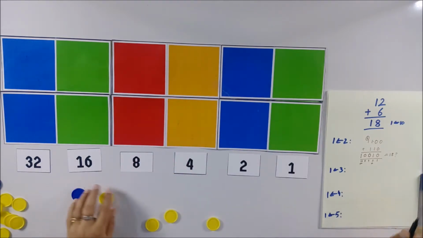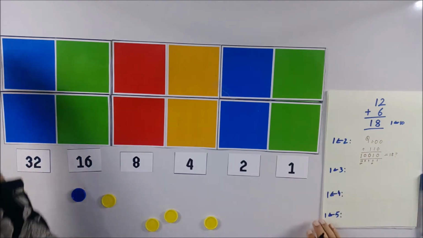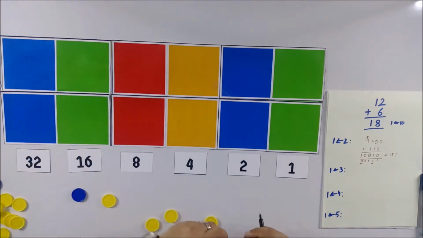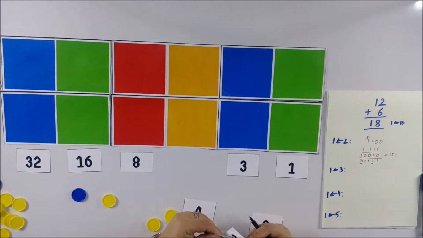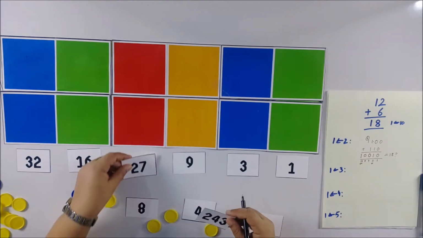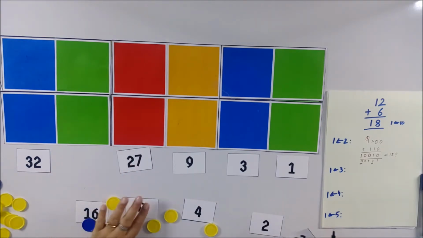Okay, so let's see what we do in a 3-1 machine. So I'll just take these cards and I'll remove the 2-1 cards and I'll put the 3-1 cards here. And let's see what happens now.